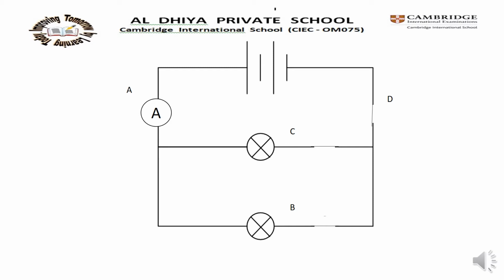If the bulbs are not identical, the total of the readings of the ammeters at B and C is always the same as the reading at A and D. Example, if the reading at A and D is 40 ampere and the reading at B is 3.0 ampere, then the reading at C will be 1.0 ampere.